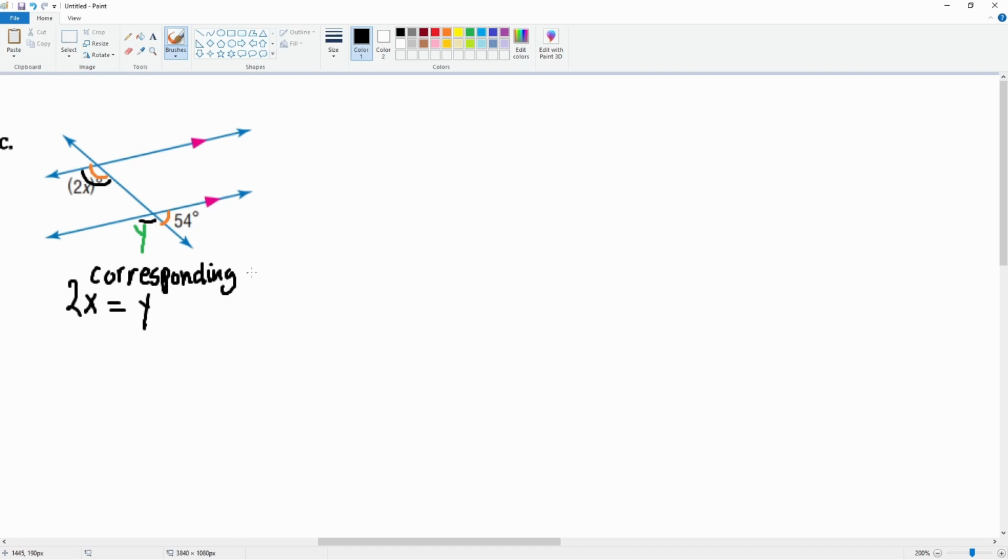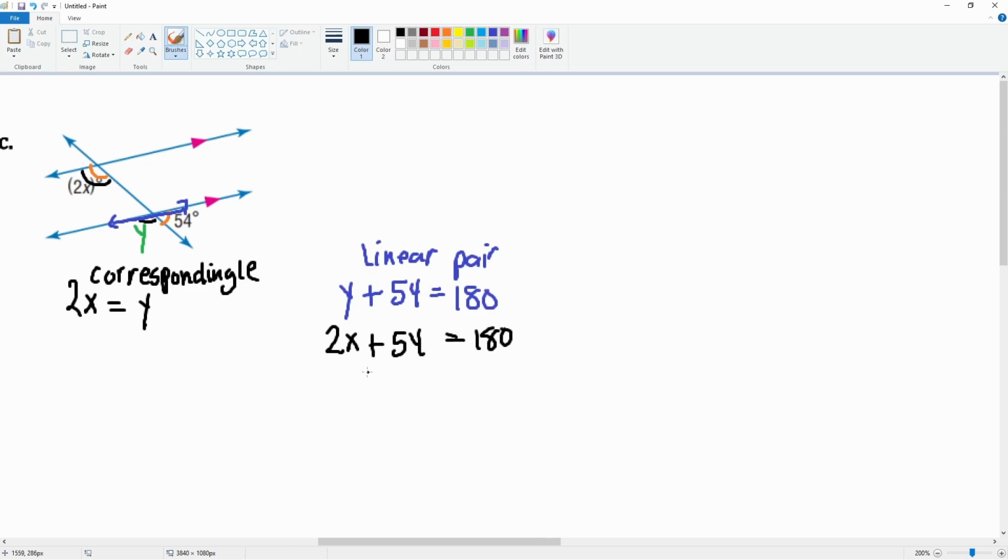Then I also know that this forms a line, so y plus 54 is equal to 180. We know that is because of linear pair. But we know what y is. y is 2x, so we could put in 2x here, plus 54 is equal to 180. Now we can solve for x.